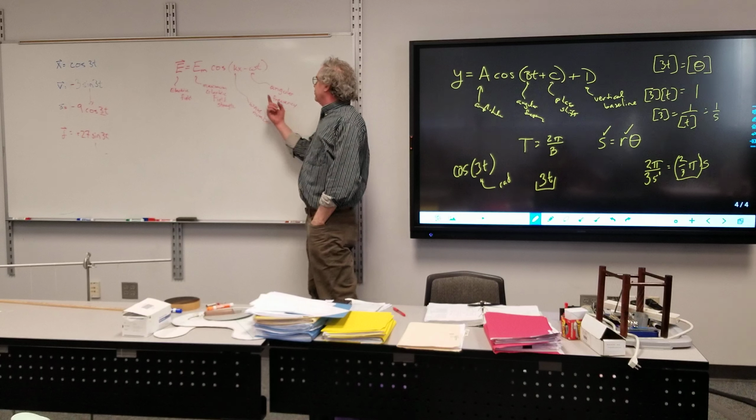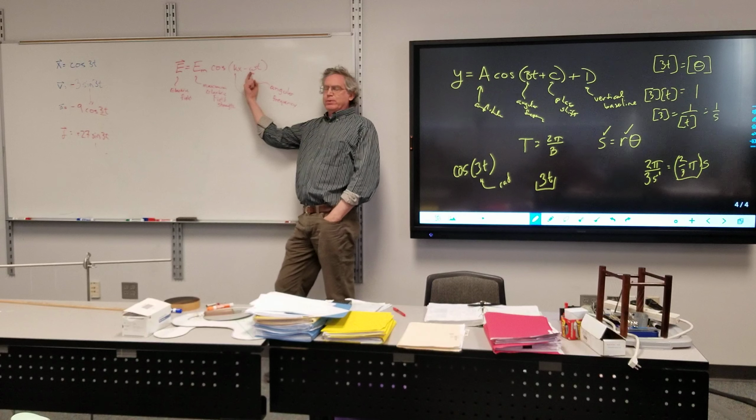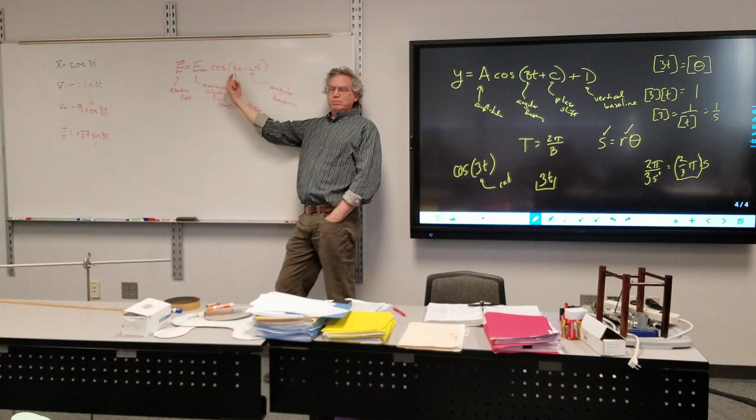So if you think of angular frequency as the number of waves that are produced in 2 pi seconds, or 2 pi, whatever units are used for time, k would be the number of waves produced in, if we're dealing with SI units, 1 meter.